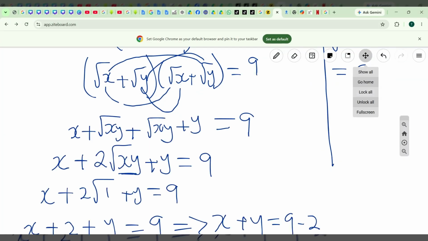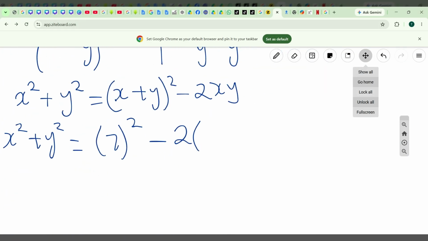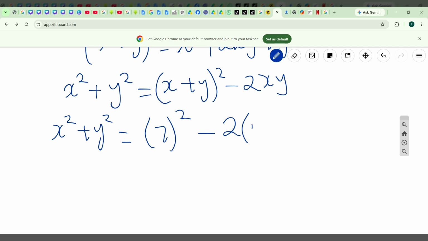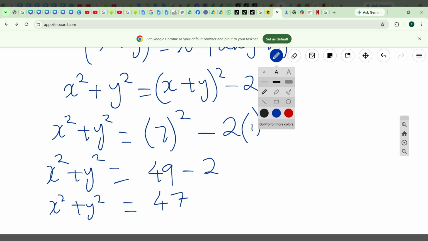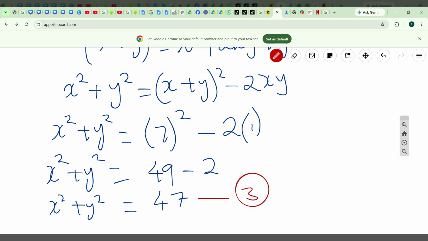So I'll substitute 1 back into this equation. So x squared plus y squared is equal to 7 squared, which is 49, minus 2 times 1, which is 2. So x squared plus y squared is equal to 49 minus 2, which is 47. I can call this equation 3.